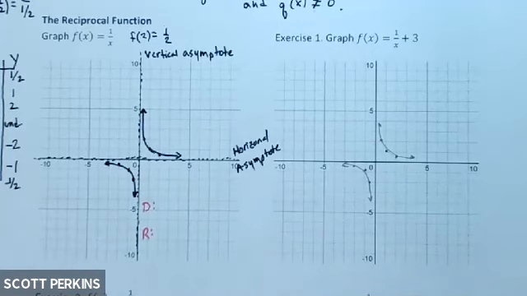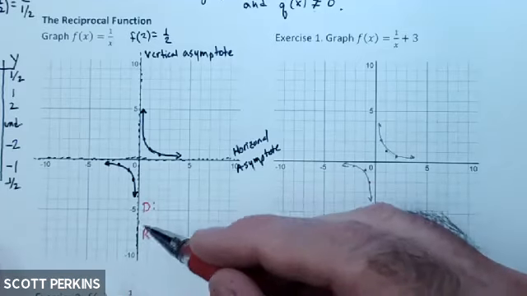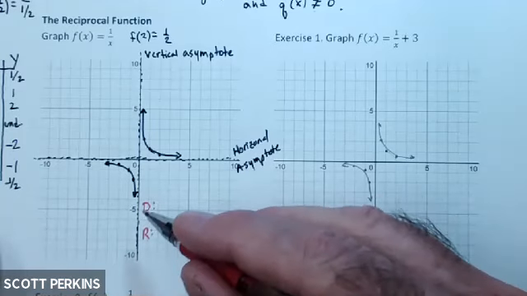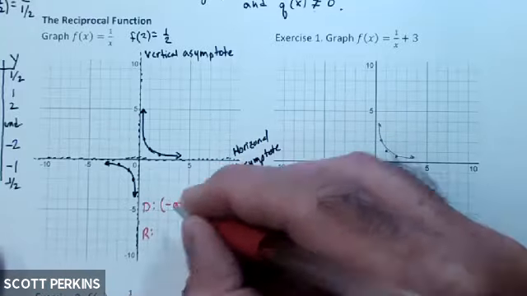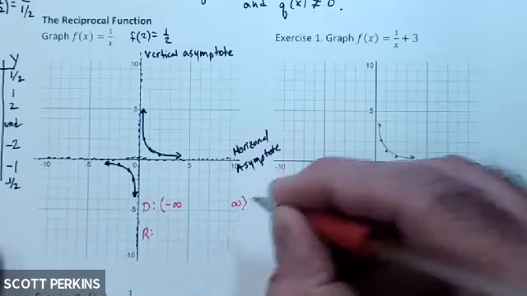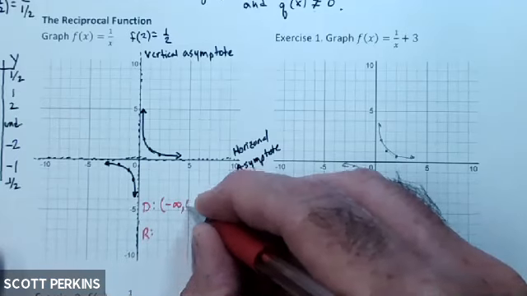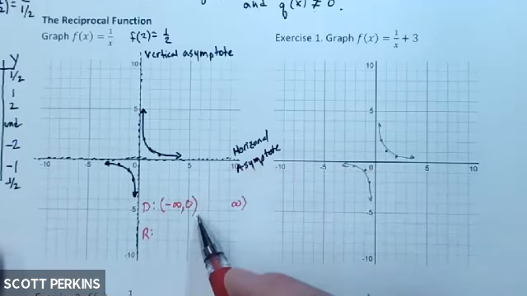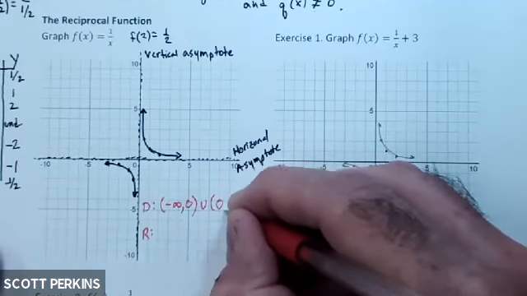The domain is my x values, looking left and right. There's one x value that causes me a problem as I go left and right. What is that x value? 0. So in our domain we need to let everybody reading this know that we have to hop over the x value 0. Remember, negative infinity to positive infinity, but in the middle I have to hop over 0. So I'm going to put a comma, 0, and a parenthesis. That tells me it's not going to be equal to 0. Union, another parenthesis, 0 to infinity.